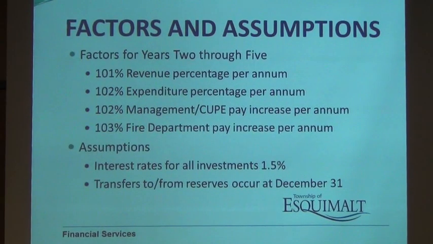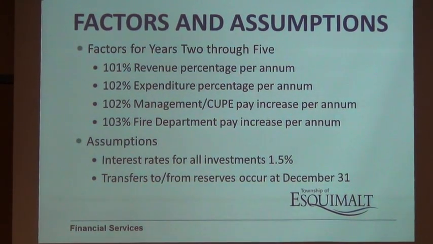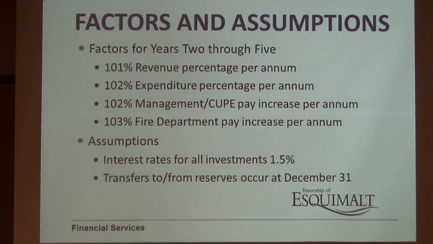So here, in preparation for looking at the five-year plan, we have to make certain assumptions when we're putting it together. These are just factors and assumptions that we've made in putting that five-year plan together. For the current budget year, it's based on what we actually know or have good knowledge is going to happen. Years two through five are a little more difficult. So what we do is we increase revenues by 101%, expenditures at 102%. That's the conservative accounting way of doing it so that we aren't in a bad position. Pay increases at 2%, fire department pay increases at 3%.